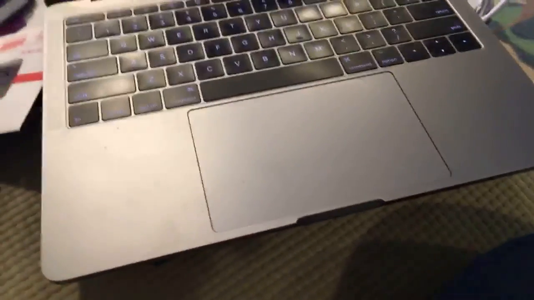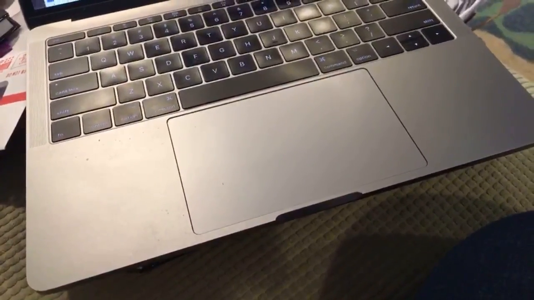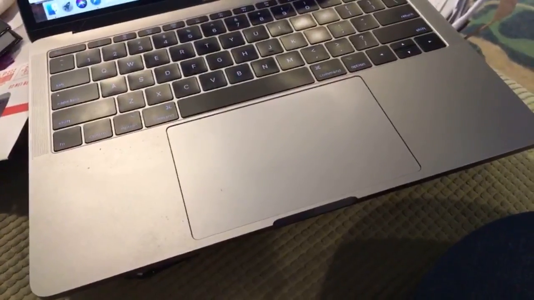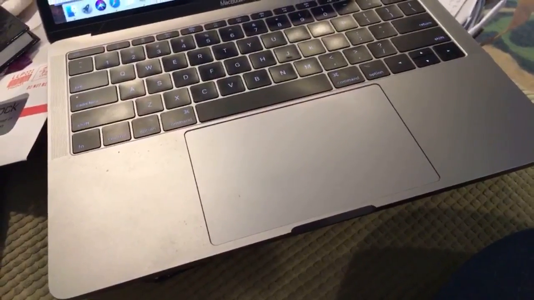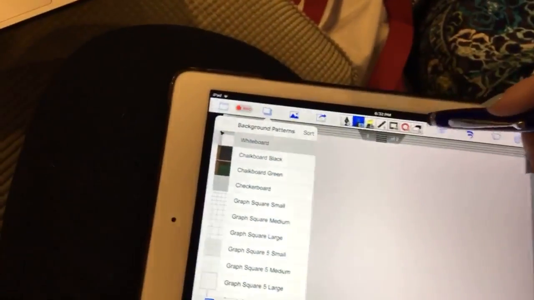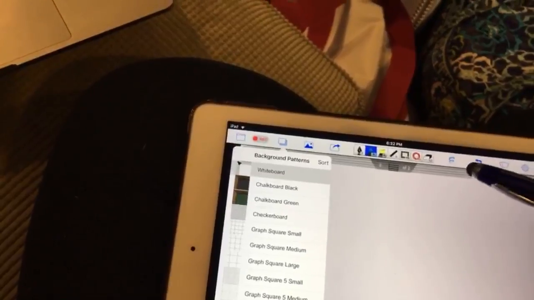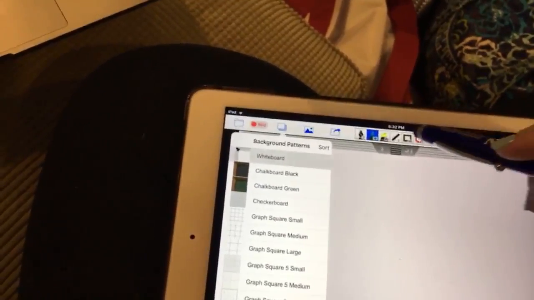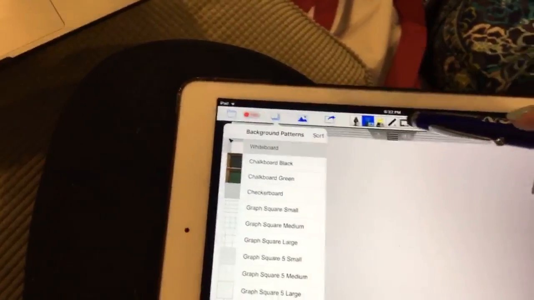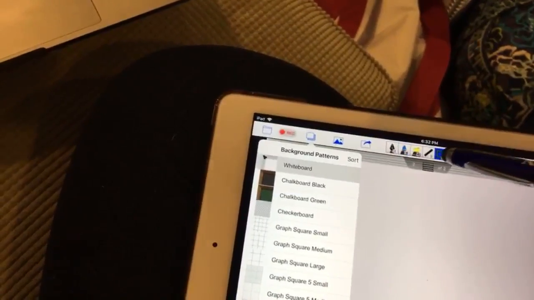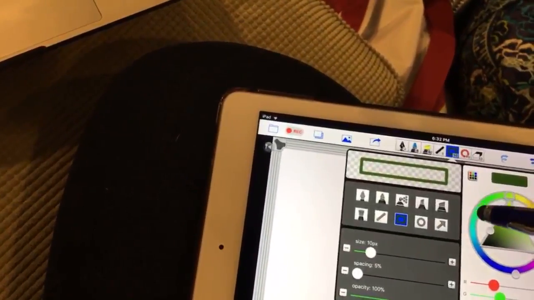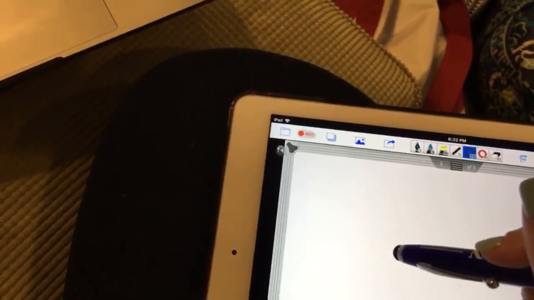All right, let's see. All right, so can I draw a regular pentagon? Let's see. Nope.